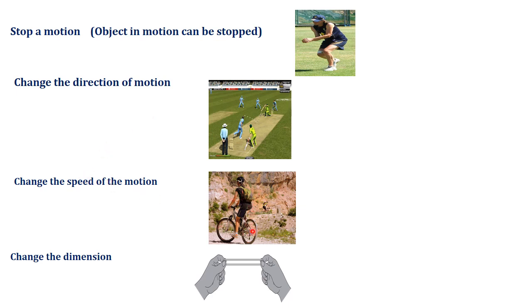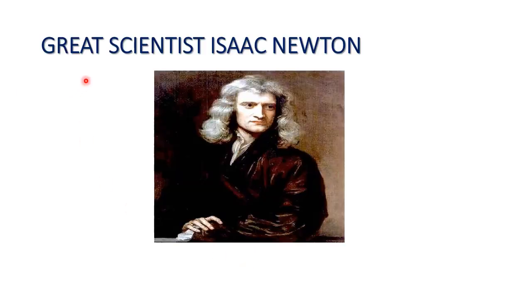Change the speed of motion. You know, when cycling a bicycle, we can increase the speed of the bicycle by pedaling faster, and we can decrease the speed of the moving bicycle by applying brakes. So by giving a force, we can change the speed of the motion. We can increase or decrease the speed of motion by giving a force. Change the dimension. This is a rubber band. By giving a force, he can change the shape of that rubber band. Okay, look at the picture.